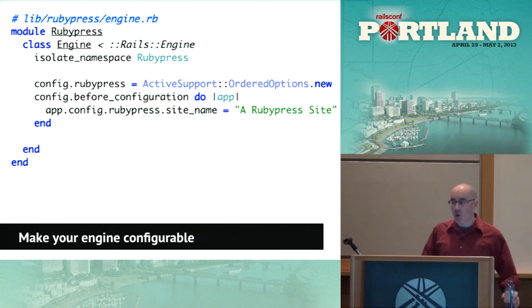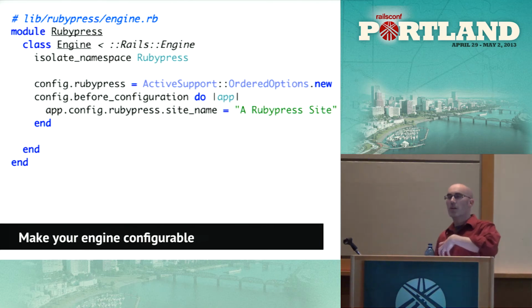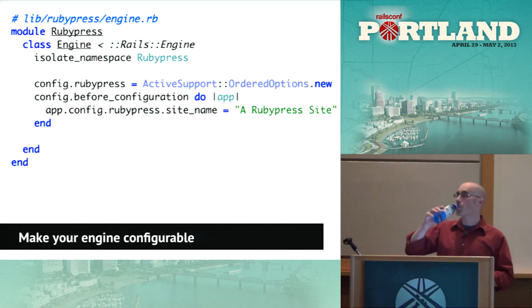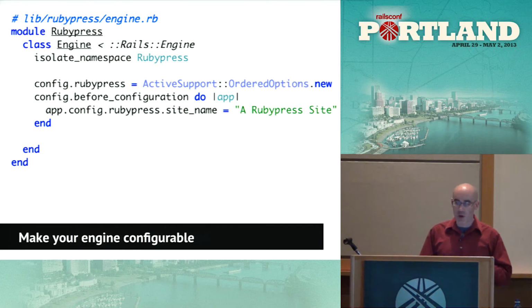A great way to make your engine more usable is to provide options for configuration, right? So you have your idea of how you want to do things, but when folks add it to their project, they're going to want to make some changes. There's a million ways to do this, but I think we can all agree that when you provide configuration options, you need to provide reasonable defaults to go with them. And here's how we can do that with engines.